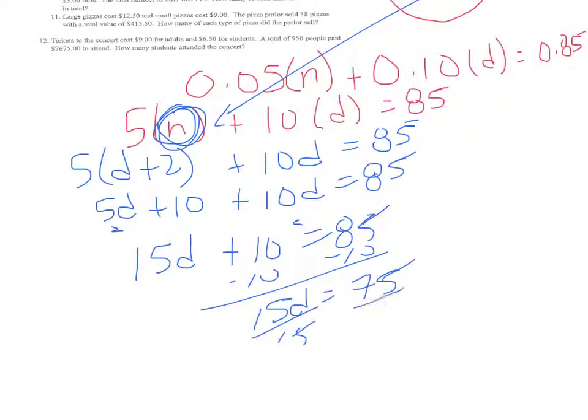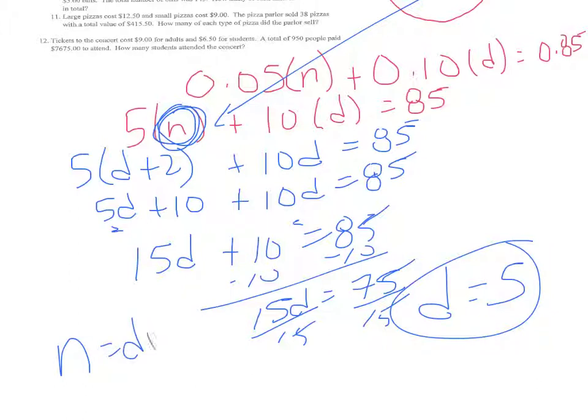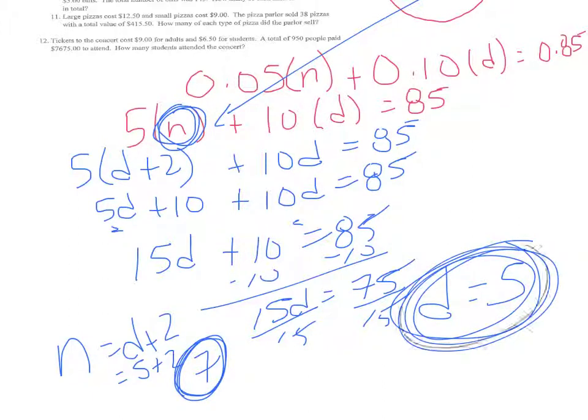Divide by 15. D is equal to 5. So now I have 5 dimes. How many nickels do I have? Well, nickels was equal to d plus 2. So I have 5 plus 2, which is 7. I have 5 dimes and 7 nickels. And that's how you do those money word problems.